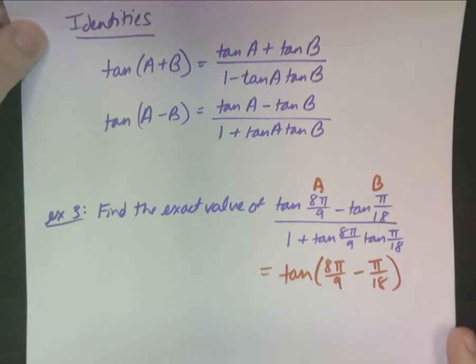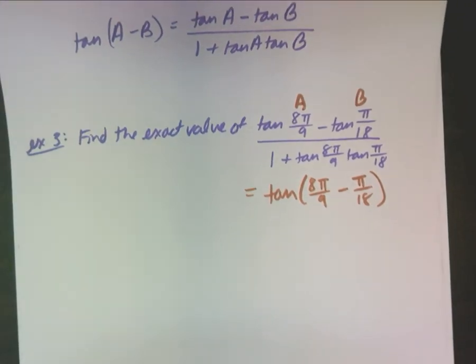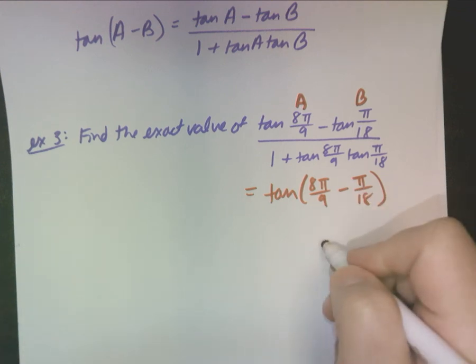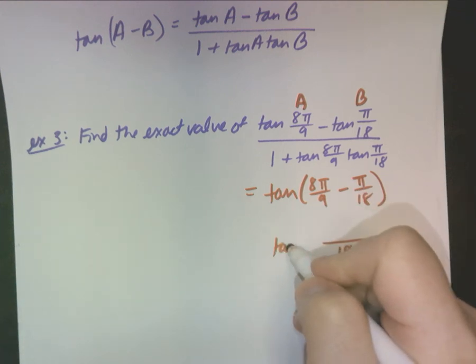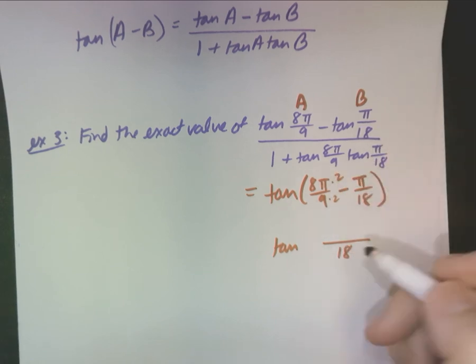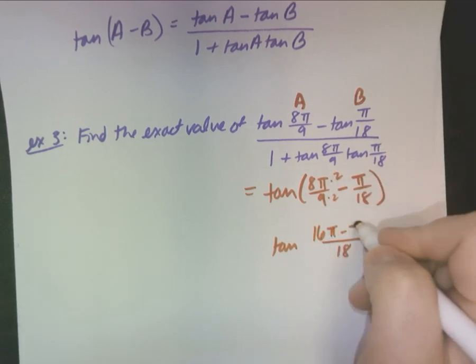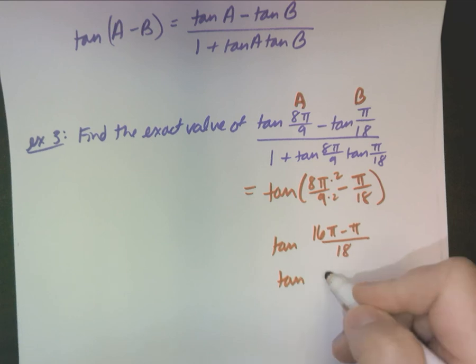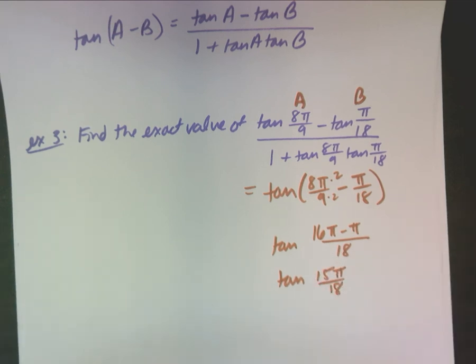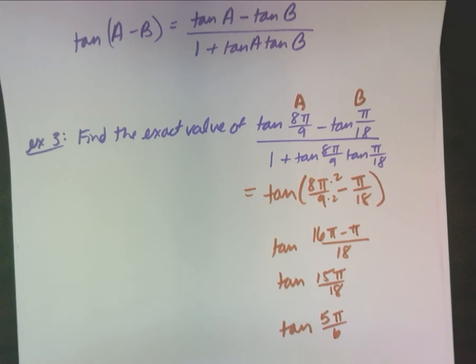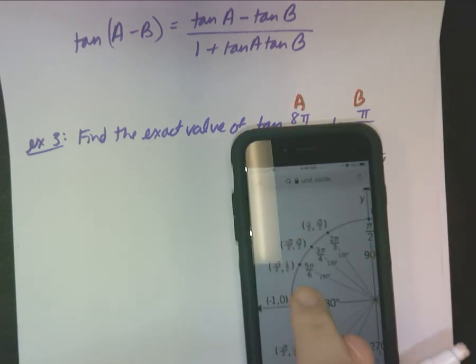So let's clean this up. We need to find a common denominator, which would be 18. And so I'd multiply by 2. That would be 16 pi minus pi. So this is the tan of 15 pi over 18. And what does that simplify to? That simplifies to 5 pi over 6. So let's find out what the tan of 5 pi over 6 is. Here's my 5 pi over 6.